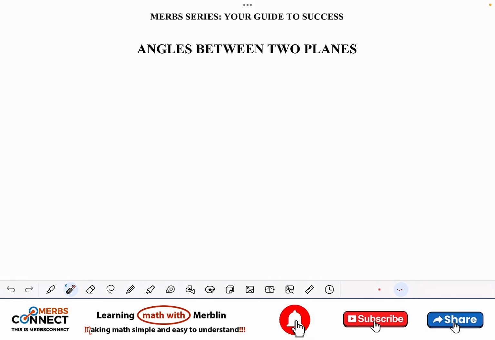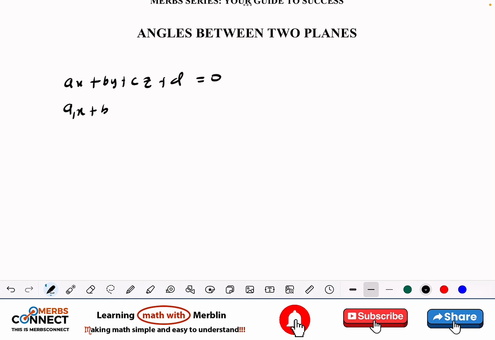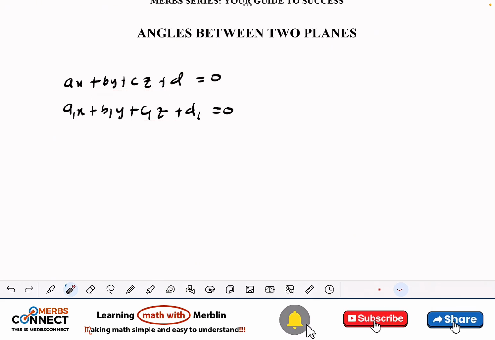So let's start. So let's assume that we have a plane, right? Let's assume that we have ax plus by plus cz plus d equal to 0 to be a plane, right? So let's define another one, a1x plus b1y plus c1z plus d1 is also equal to 0. So let's assume that we have these two planes here, right? So we have this and this. So these are two equations of the planes, right?